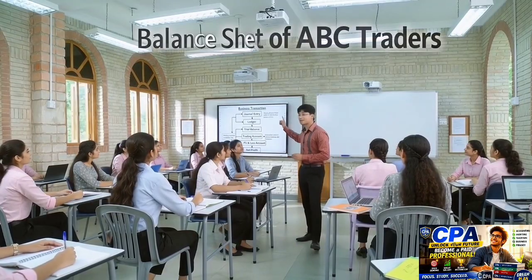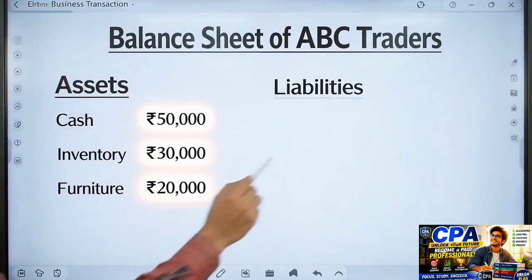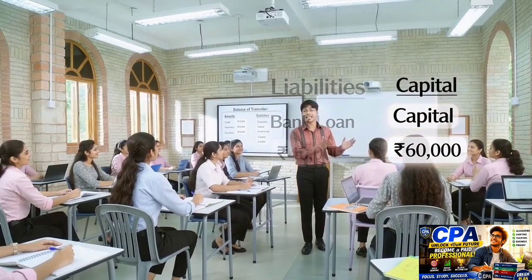Let's look at a practical example for ABC traders. We'll start with the assets. Cash is 50,000. Inventory is 30,000 and furniture is 20,000. On the right, bank loan 40,000 and capital is 60,000.